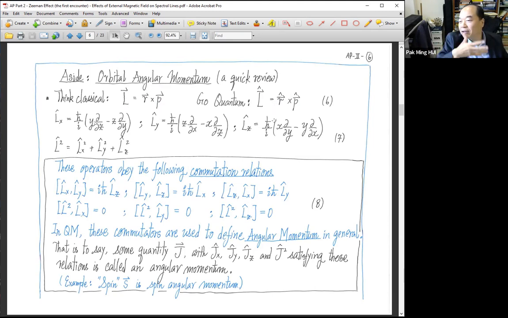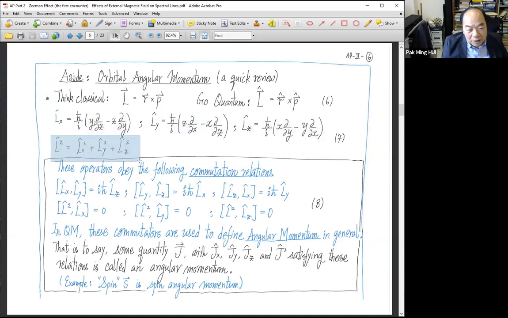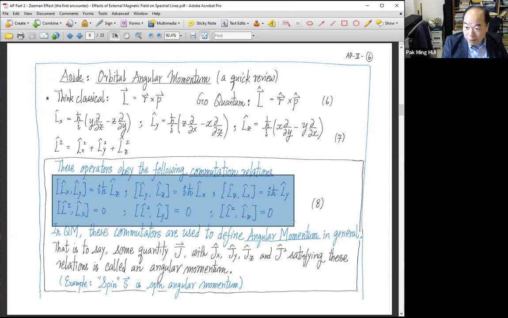X, Y, Z is just X, Y, Z. Px is the derivative with respect to X multiplied by h bar over i. Okay, if you do that, you have this operator for the X, Y, Z directions. And the magnitude square is this operator. You also have worked out the commutators between these four quantities: X, Y, Z components, and the magnitude square. These are the 6 commutation relations.